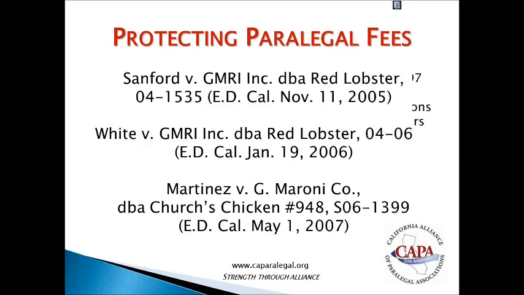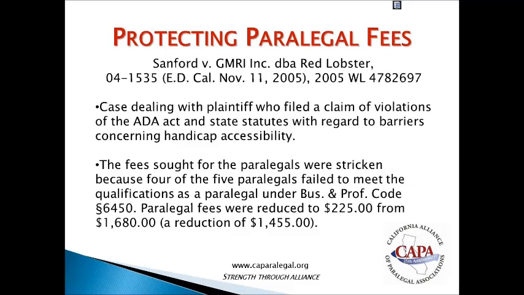So we're going to go ahead and talk about the first case. Sanford versus GMRI. This was a case dealing with a plaintiff who filed a claim of violations of the ADA and the state statutes with regard to barriers concerning handicap accessibility. So this is an ADA claim. The result was that the fees sought for the paralegals were stricken because 4 of the 5 paralegals failed to meet the qualifications as a paralegal under Business and Professions Code 6450. The paralegal fees were reduced to $225 from $1,680, a total reduction of $1,455.